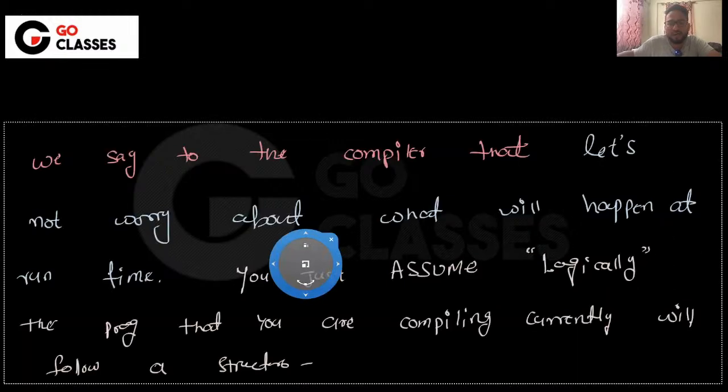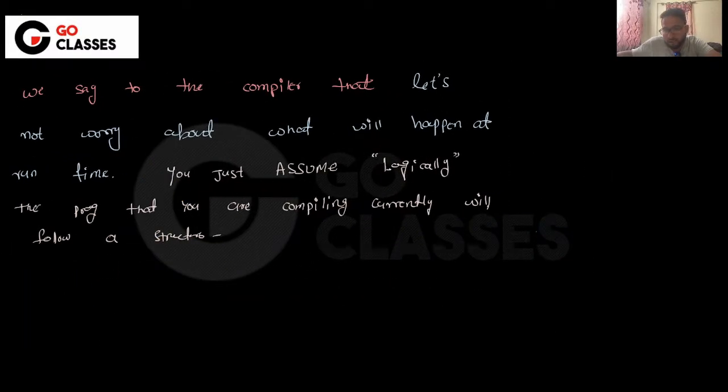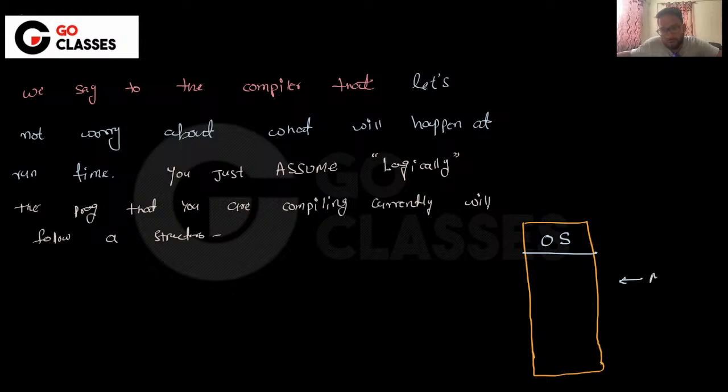And what is that structure? You just assume that your program is going to follow this, which means it will be in the main memory. First of all, we say that the whole main memory is used by your program only, nobody else is using the main memory at runtime. It is just a trick that we play with the compiler. We say that logically you assume that at runtime absolutely nobody else, only you, is going to run in the main memory, and obviously the operating system will be there. Apart from that, you will run your program in the entire main memory.